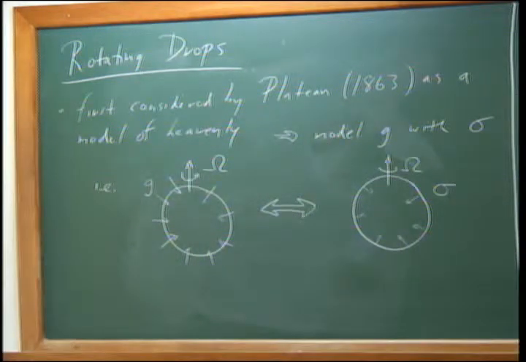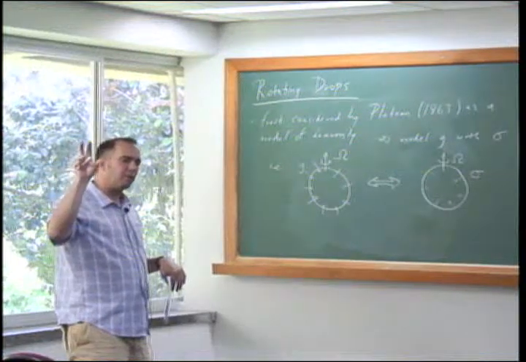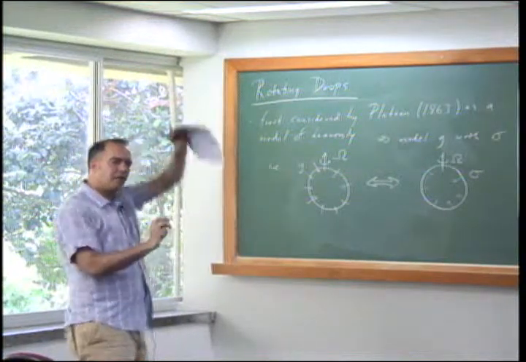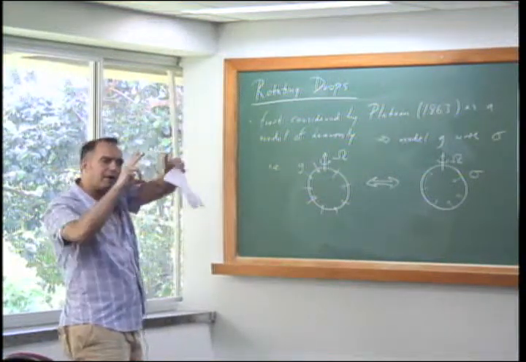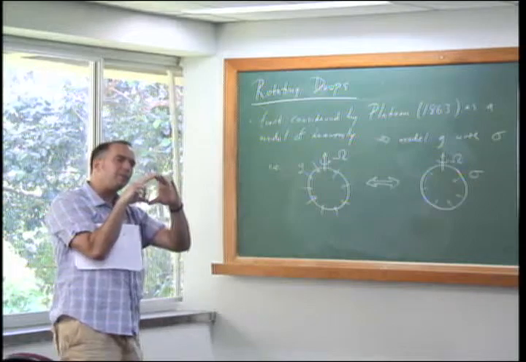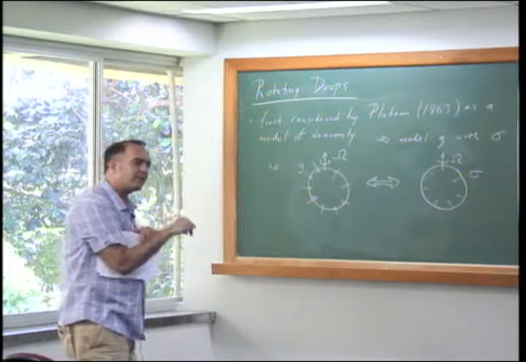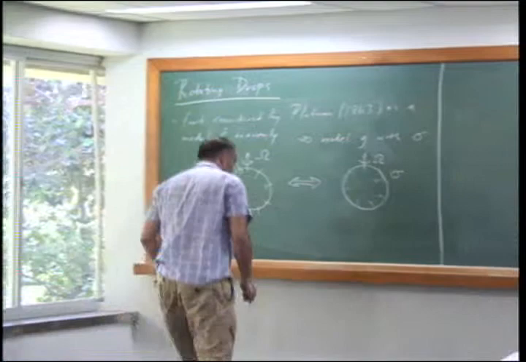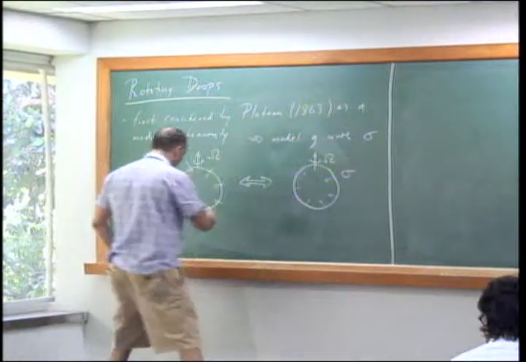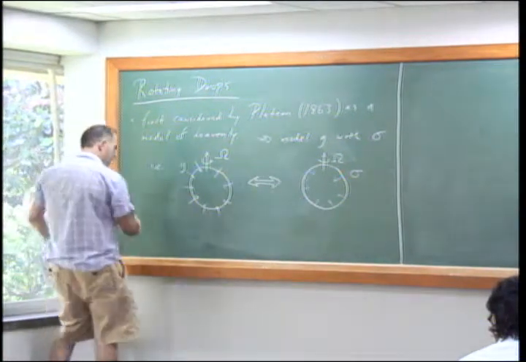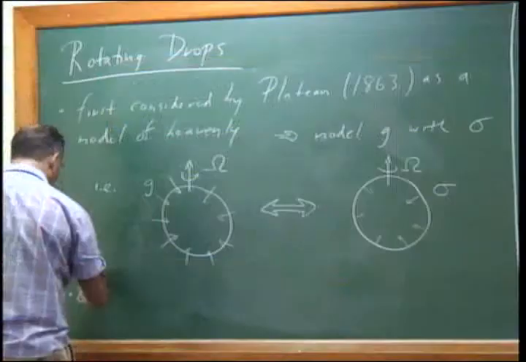And so what he did is he basically took a wire and he put an oil drop on it. The oil drop was neutrally buoyant in water, so there's no gravity in the system. And then he spun the wire, and he looked to see how the shape deformed as the rotation rate increased. Okay. So he basically looked at this as a model of this. Okay, and there's an account of this given.